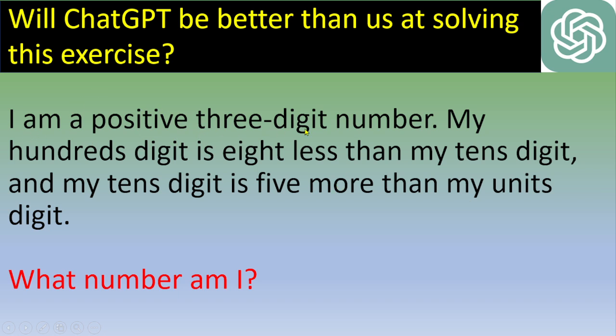I'm a positive 3-digit number. My hundreds digit is 8 less than my tens digit, and my tens digit is 5 more than my units digit. What number am I? So if you want to give it a try, please pause the video. Otherwise, let's see the solution.